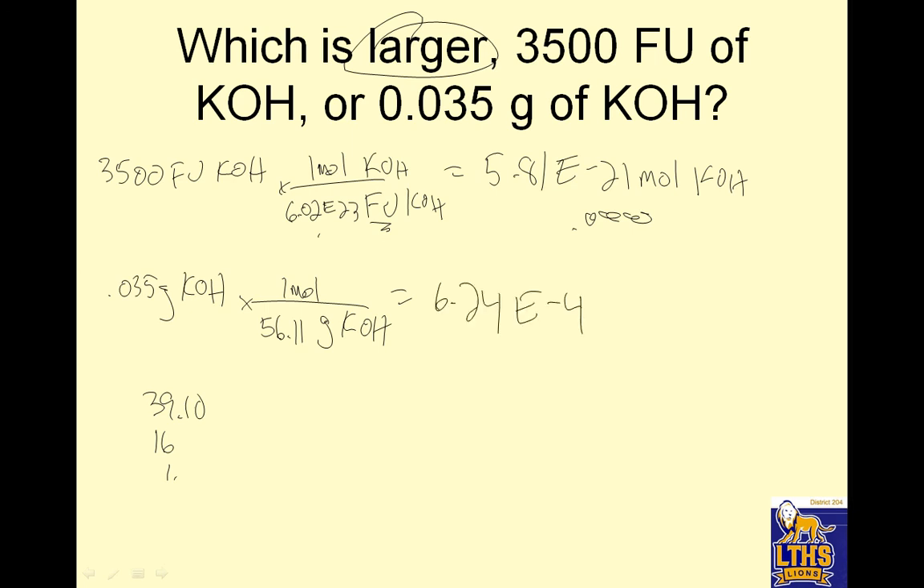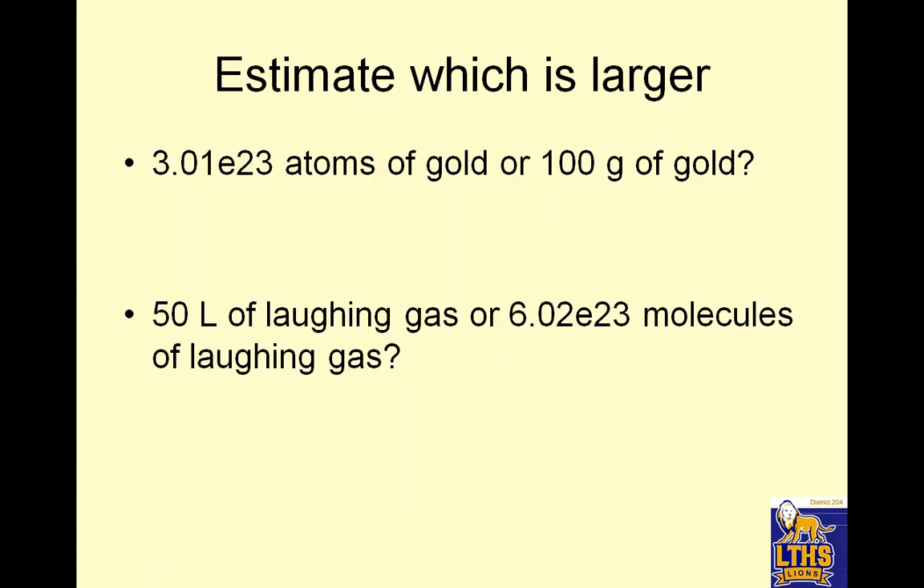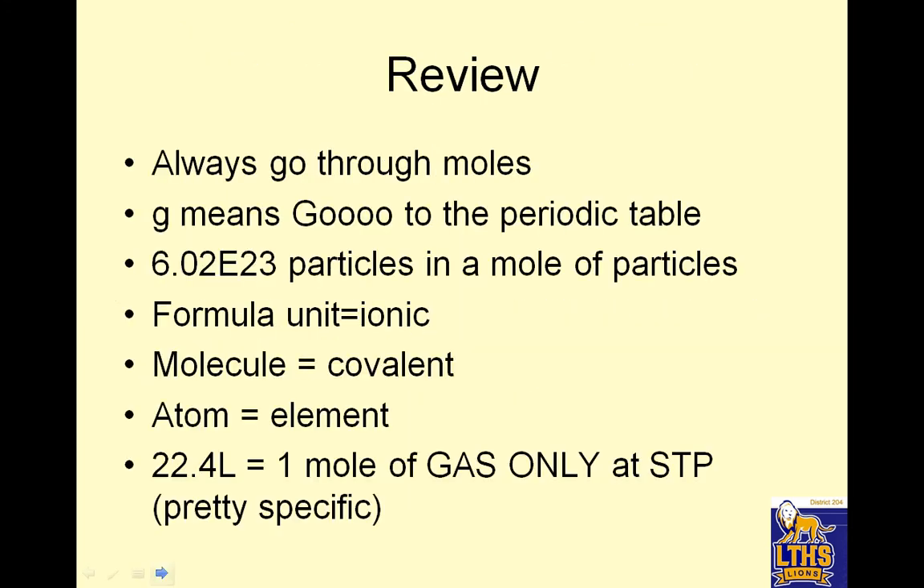6.24E-4. Now, which one's larger? This one is larger because E-4 is much bigger than E-21, so it's the 6.24E-4 moles of KOH. Ding! We don't have to estimate, and we're done. Always go through moles, always go through moles, always go through moles.